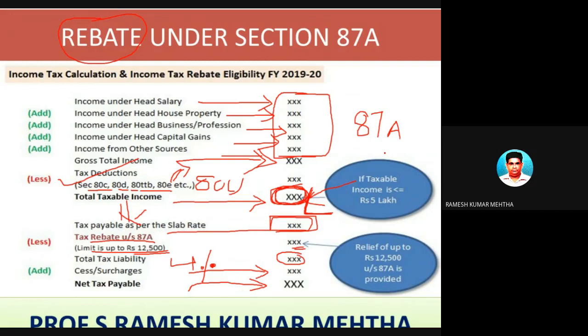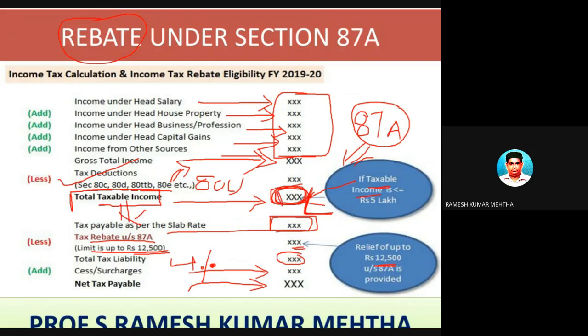So the emphasis as far as this particular slide is concerned is about section 87A. 87A allows a deduction up to rupees 12,500 from tax if the total income of the assessee, total taxable income of the assessee, as shown in this particular format, where you will come to know what this is the total taxable income.